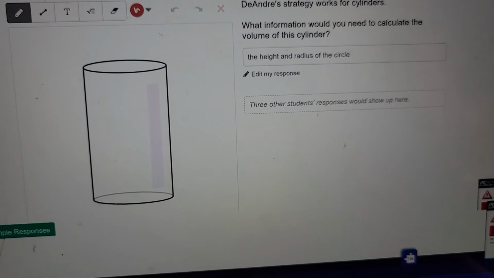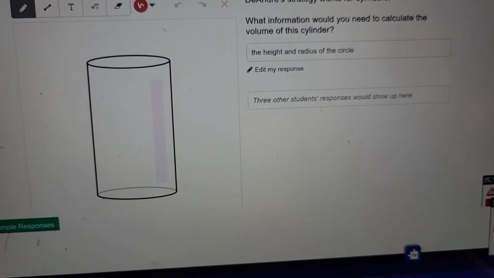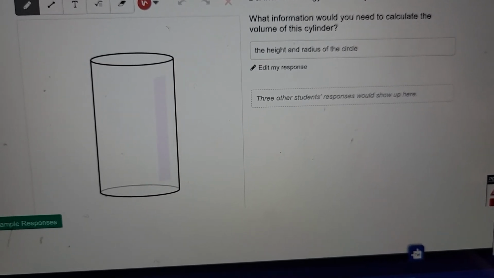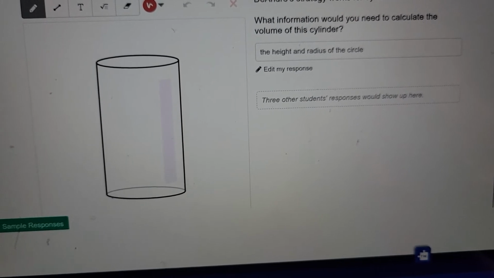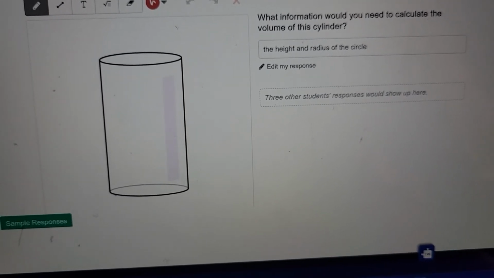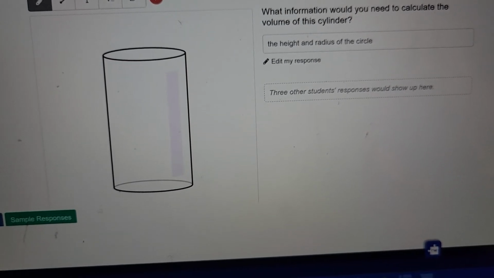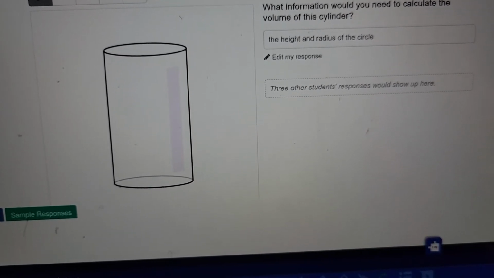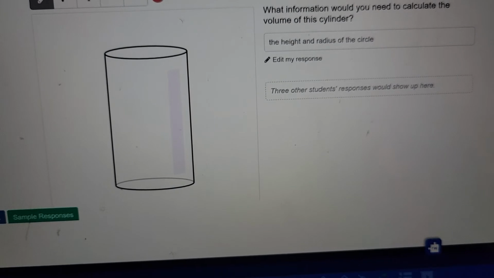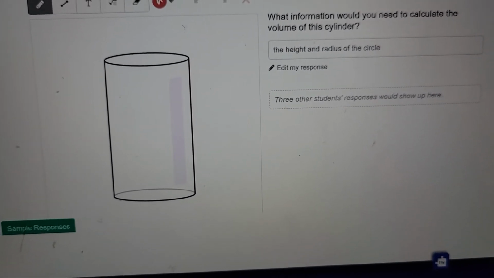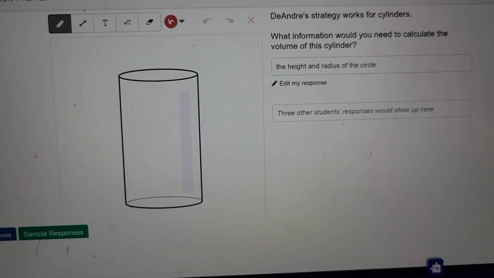So it's asking what information you would need to calculate the volume of a cylinder. So in order to find the volume of a cylinder, all you need is to find the height and the radius of the circle. Then after that, you could use the height and the radius of the first circle, apply the numbers, and you could find the volume of a cylinder.